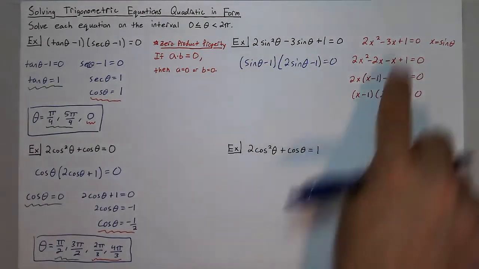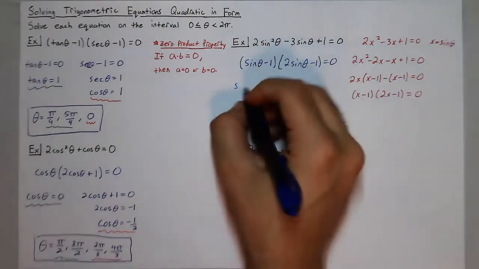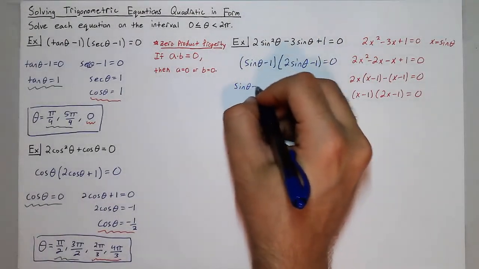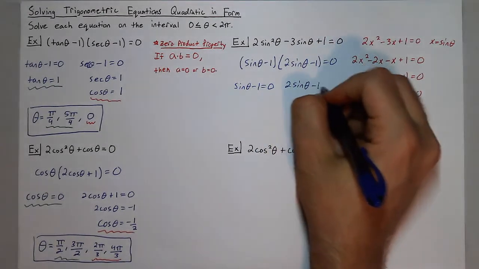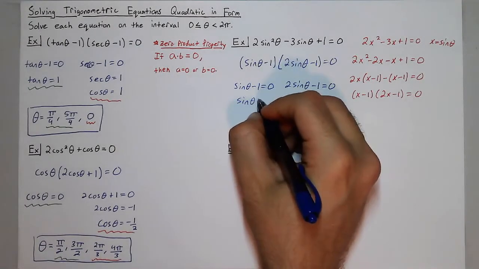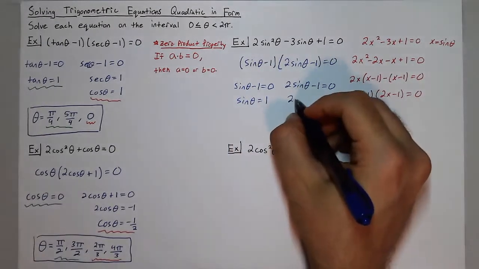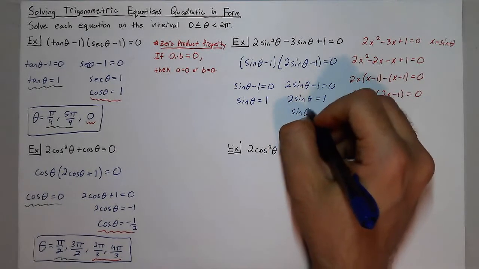So I factored it like a quadratic, and now I'll set each factor equal to 0. So sine of theta minus 1 equals 0, and 2 sine of theta minus 1 equals 0. The equation on the left solves for sine of theta equals 1, while the equation on the right solves for sine of theta equal to 1/2.